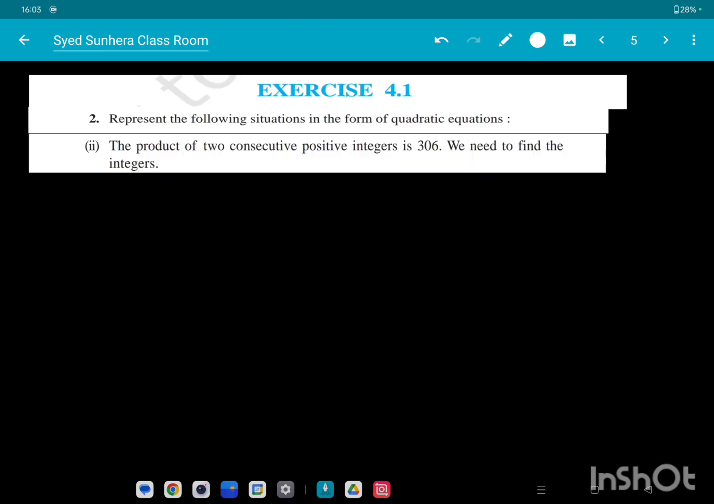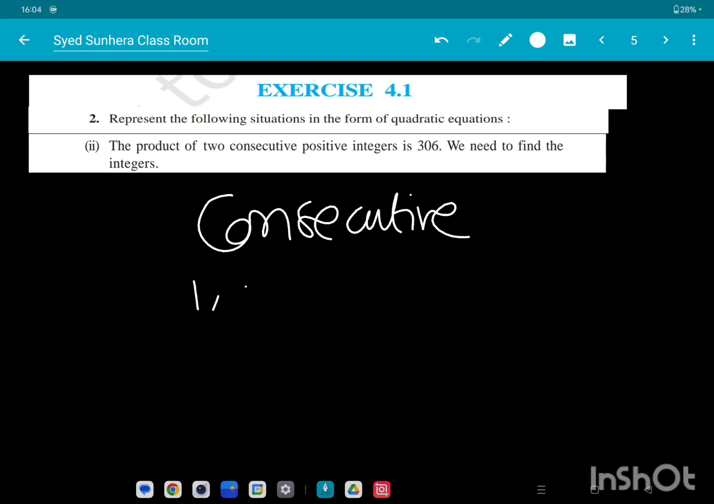Next question. Here the question is, the product of two consecutive positive integers is 306. First of all, we need to know what a consecutive positive number is. Consecutive numbers are numbers one after another. For example, 1, 2, 3, 4. 1, 2 are consecutive numbers because 2 is after 1. So this is a consecutive number. 2 and 3 are also consecutive because they are also side by side, and these two are also side by side.